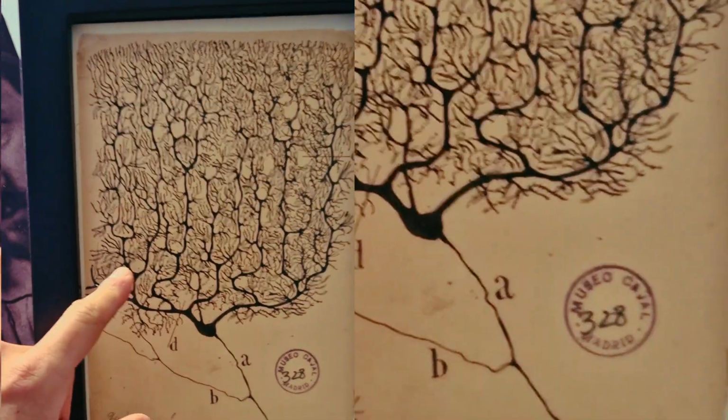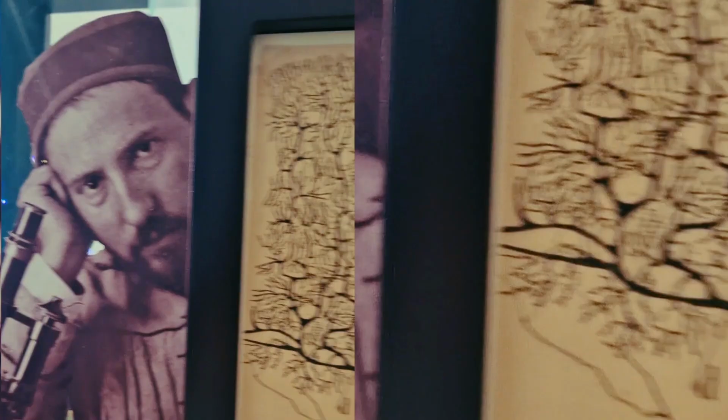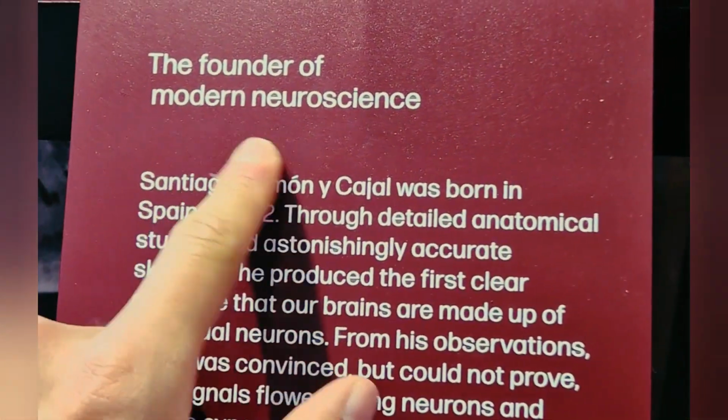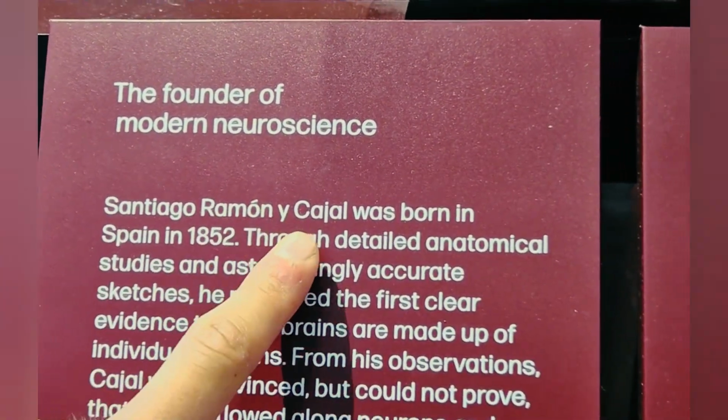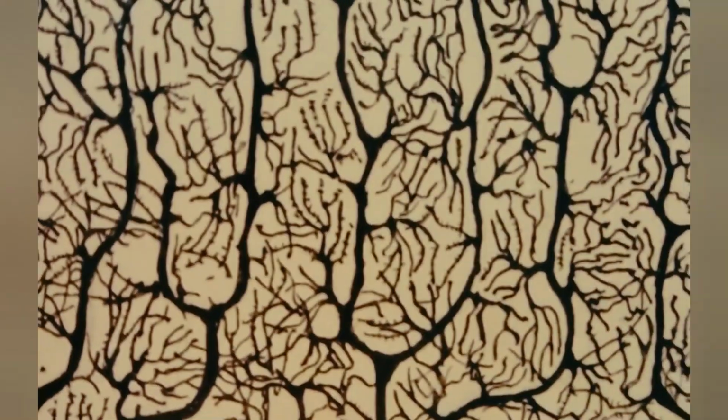This is a visual representation of one neuron and all of its connections done by this man, Ramon y Cajal, one of the founders of modern neuroscience. He was one of the first to draw out a neuron, and this is one of his drawings.